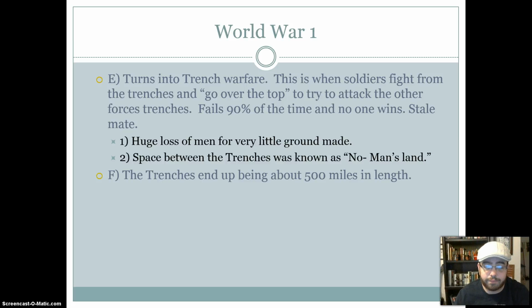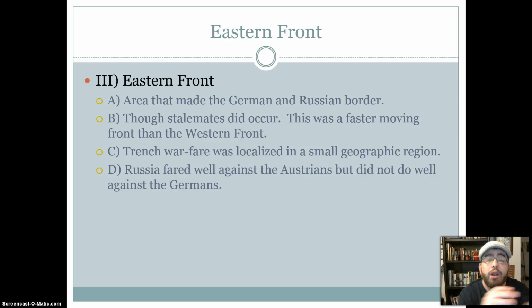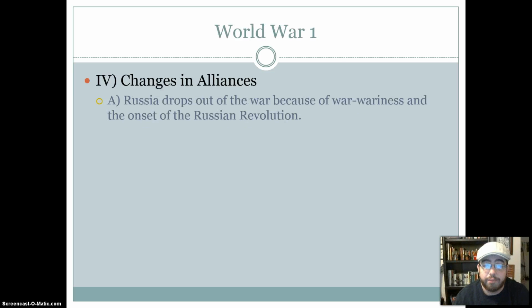From there, we get the Eastern Front, which is the area that made up the German and Russian border, and though stalemates did occur at this time, this was a much faster moving front than the Western Front. Trench warfare itself was actually very localized in small geographic regions, and Russia actually did pretty well at first against the Austrians, but not so well against the Germans. Because you've got to remember about the Germans, they're kind of like the Sparta of that time. If you remember the history from the Holy Roman Empire and Prussia and all that, even though they had a very small fighting force, it was highly trained and very well equipped.